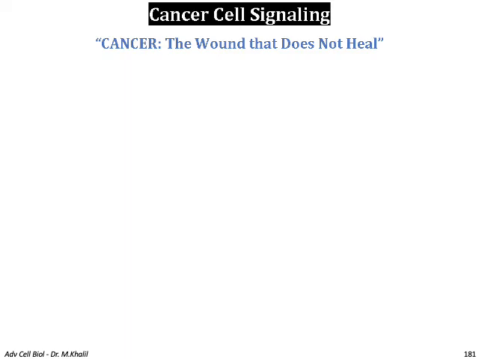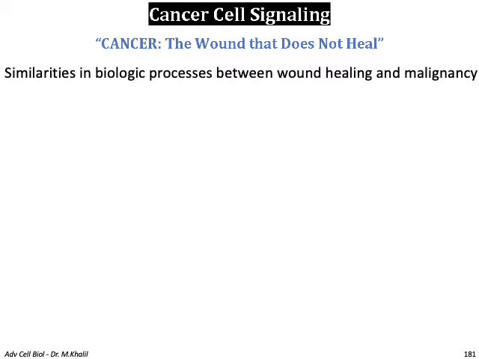Hello. Today we'll continue our second lecture about cell signaling. We'll deal with cancer cell signaling. So cancer, in another definition, is a wound that doesn't heal. There are similarities in biological process between wound healing and malignancy.